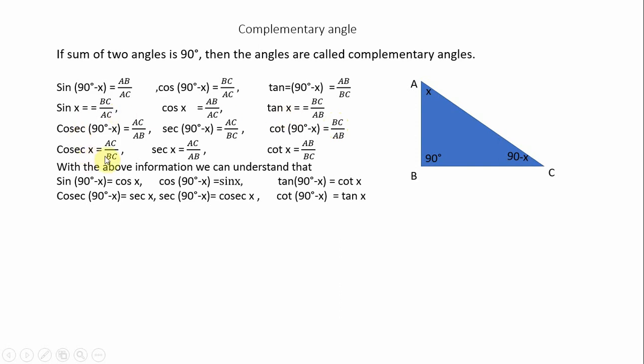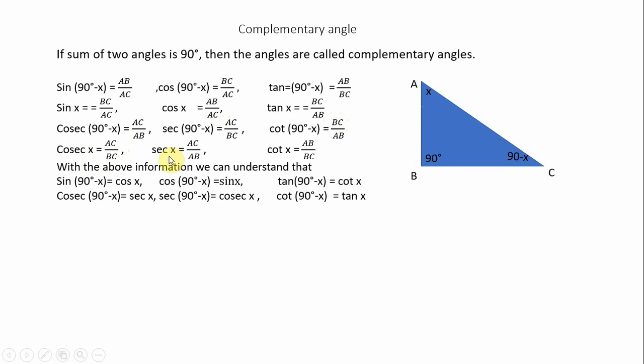Now we write cosecant x. Cosecant x means this angle. The angle will be taken here. What is meant by cosecant? Hypotenuse by opposite side. Hypotenuse is equal to AC and opposite side is equal to BC. So cosecant x is equal to AC by BC.